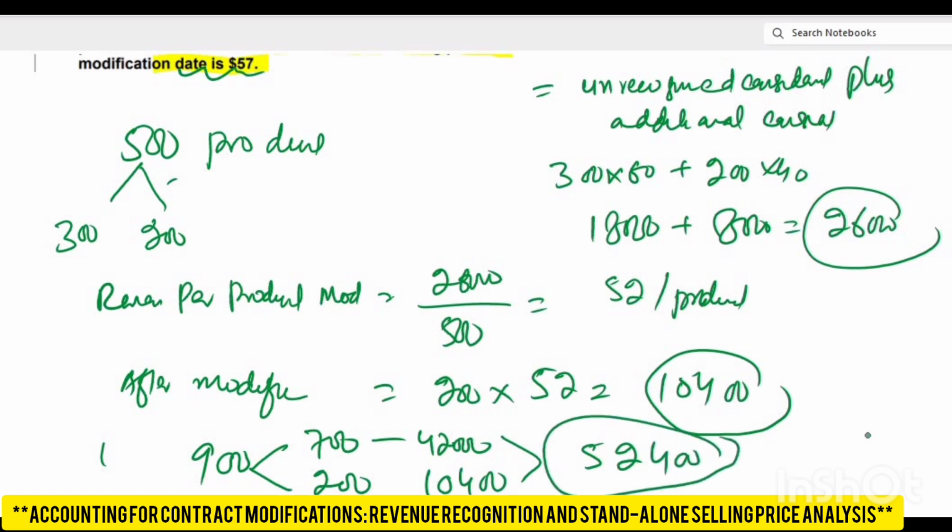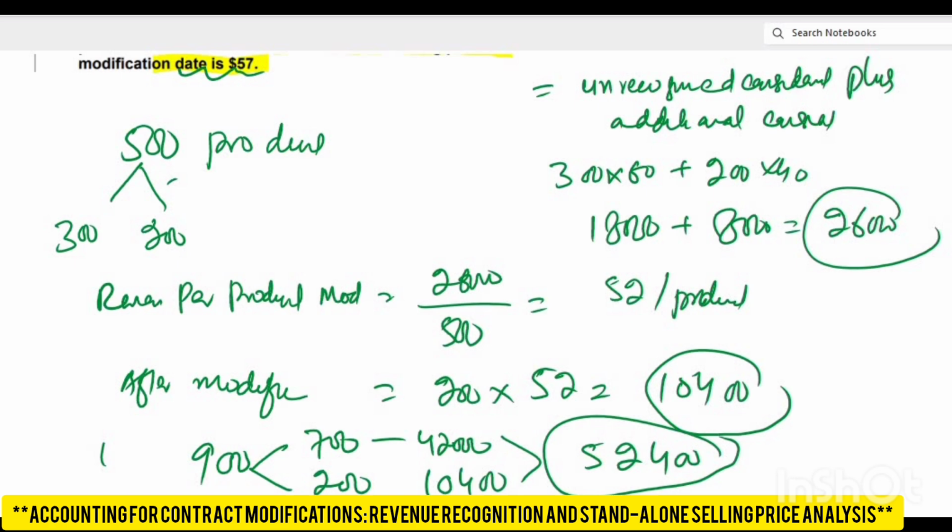Okay, hope you guys understand this question and also this topic. This is very interesting, and you must also understand the concept of standalone selling prices. What do we mean by standalone selling price? It is usually the price at which the company would sell a good or service separately to a customer. So it represents the value of the good or service on its own in a transaction, without bundling it with other goods or services.